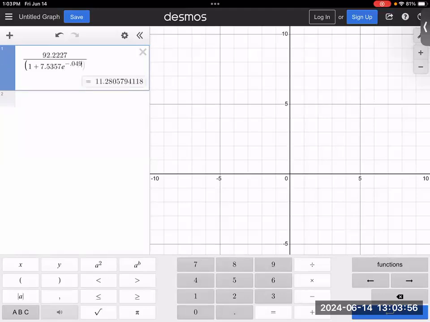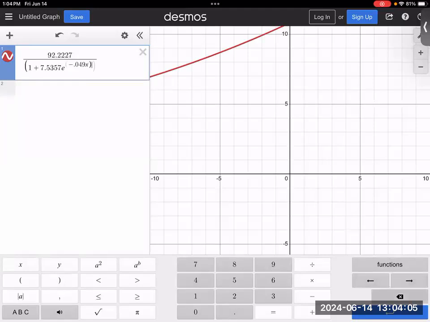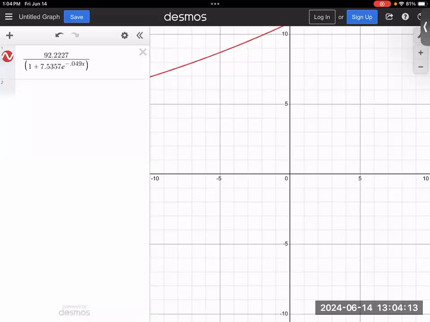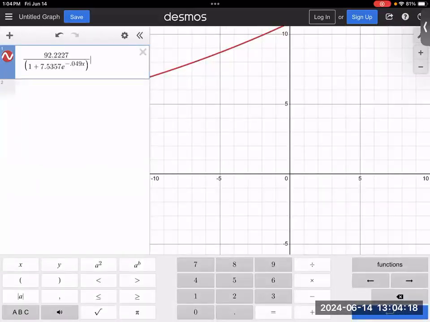So I'm looking at a tiny screen, so sometimes it's a little hard to see. There we go. Oops. Okay, so here, come on, graph.